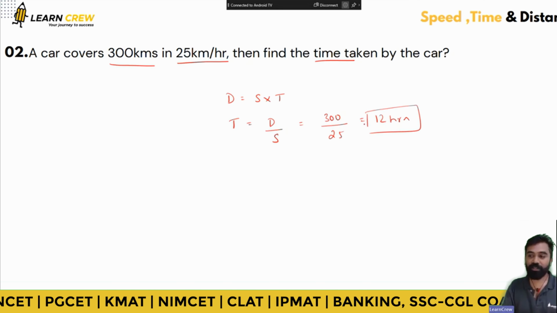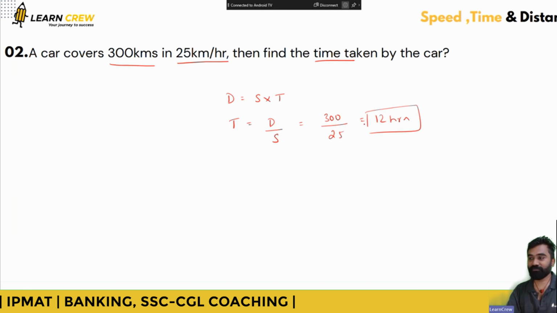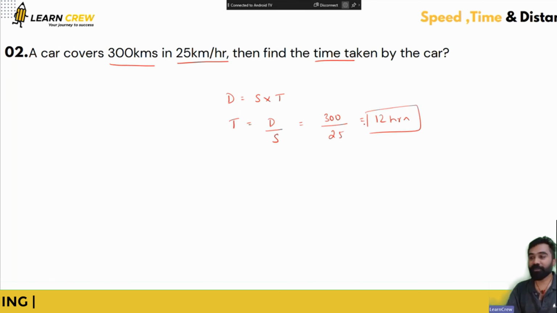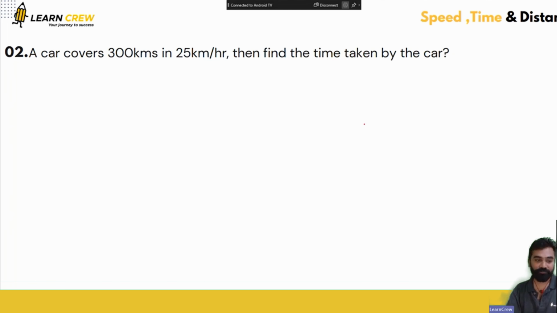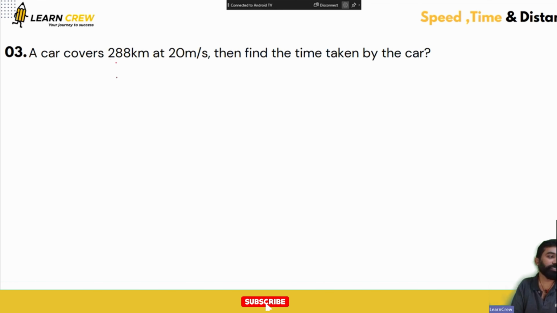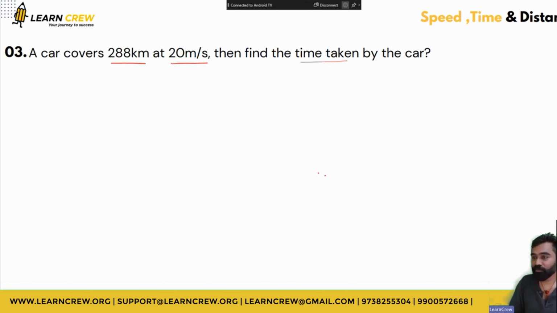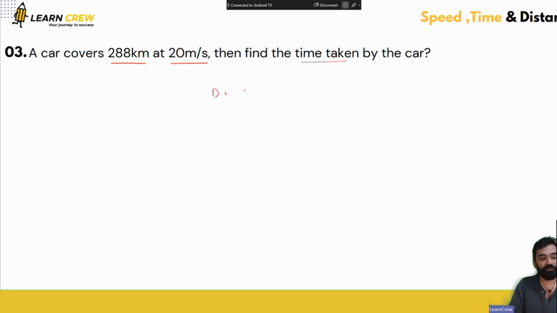So in questions number 1 and 2, the units were the same: kilometers, kilometers per hour, and all these things. What if the units are going to change? How will you convert this? Now the distance covered is 288 kilometers at 20 meters per second. Then find the time taken. So can you directly do it? What you should do? Distance equal to speed into time. They're asking you to find time. So D by S. So the S is given in meters per second.